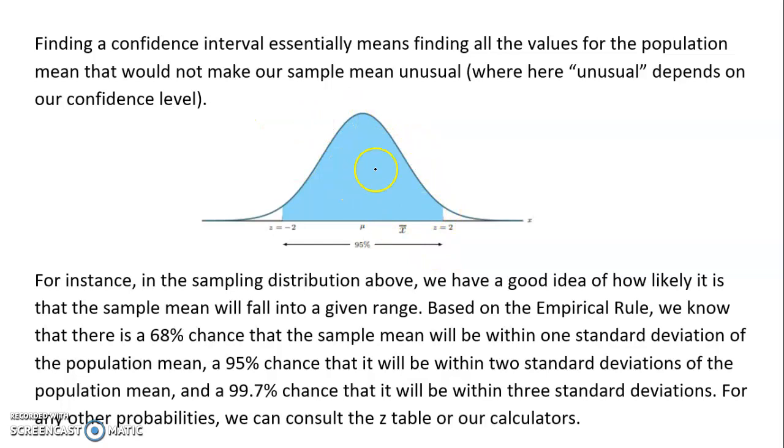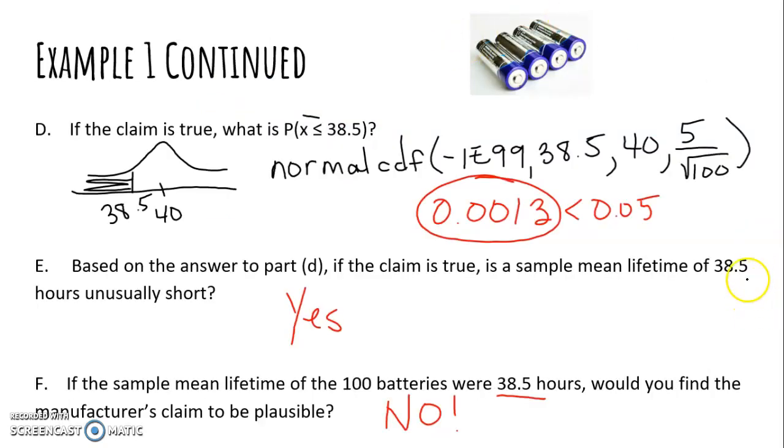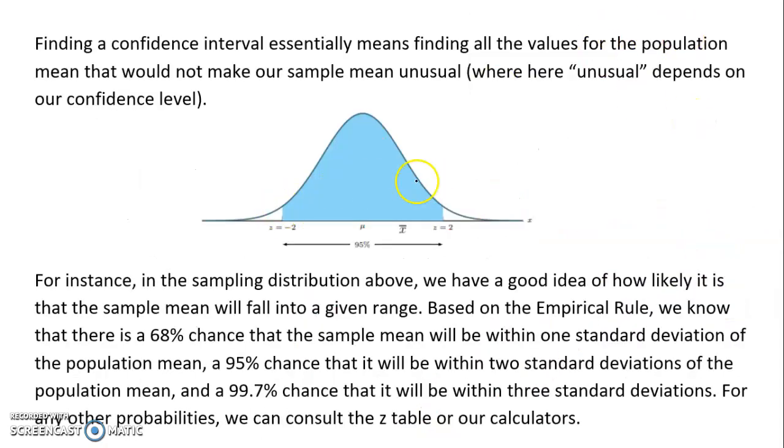So that's kind of part of the big picture. When we find a confidence interval, it essentially means we're finding all the values for the population mean that would not make our sample mean unusual. So over here, a sample mean of 38.5 is unusual. 38.5 is not a plausible sample mean if the true mean was 40. So we don't want anything in our confidence interval that's going to be unusual.